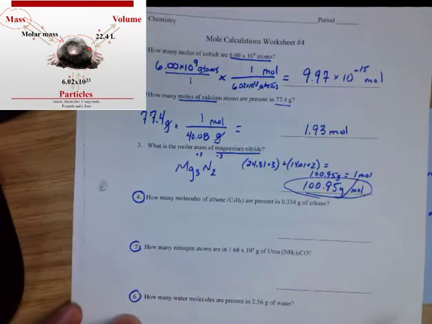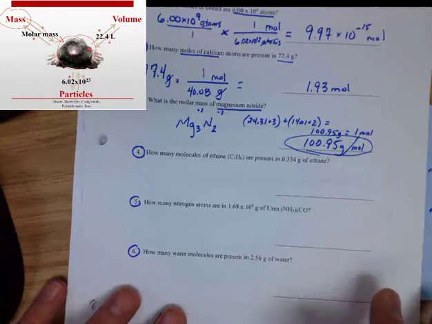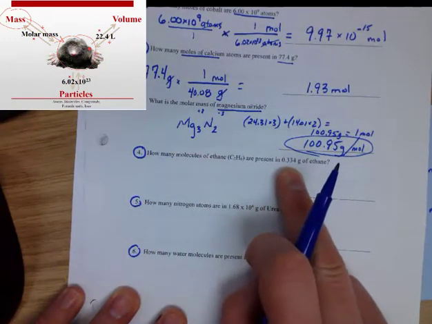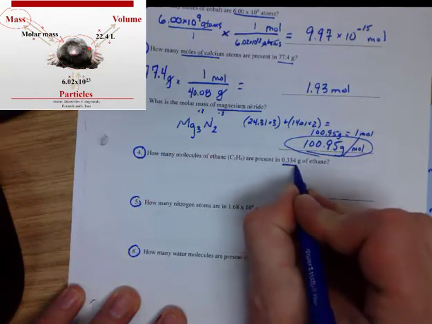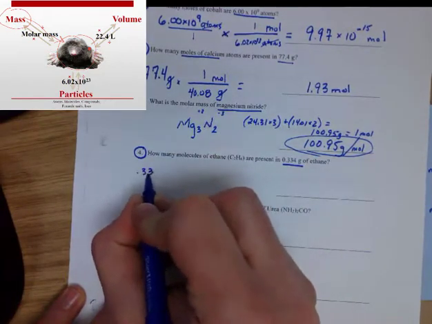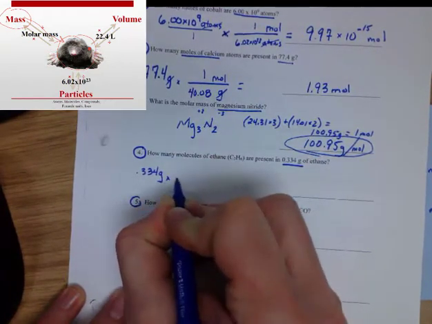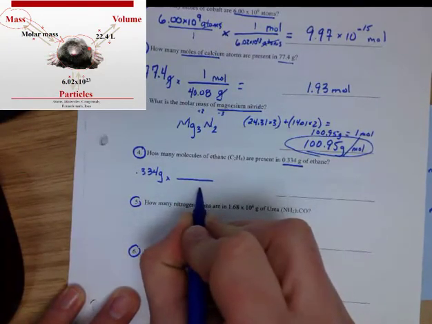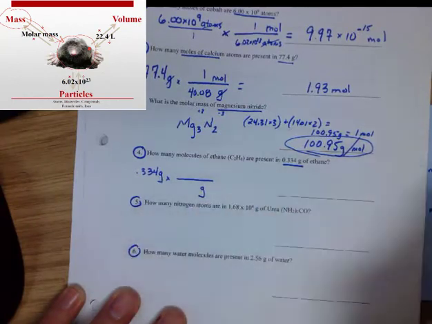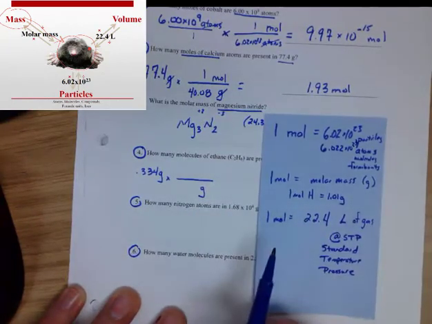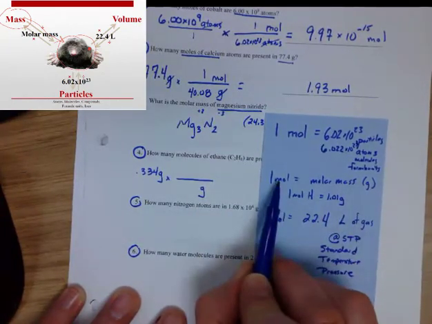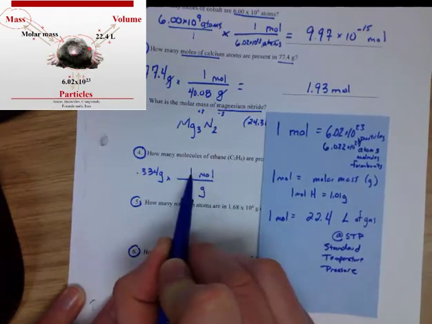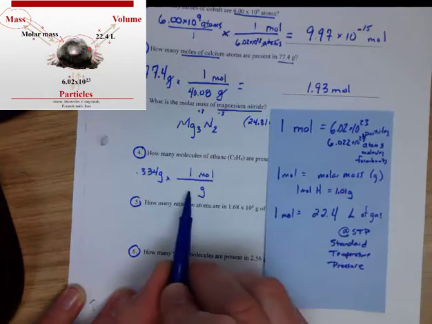All right, let's see, where are we at? We're at problem 3 here. How many molecules of ethane are present in 0.334 grams of ethane? So here, I've got 0.334 grams. I'm going to write my ratio. I'm going to put grams on the bottom because I know grams has to be on the bottom. Grams is here, so I'm going to have moles on top. And notice it's going to be 1 mole. Question is, what's my molar mass?